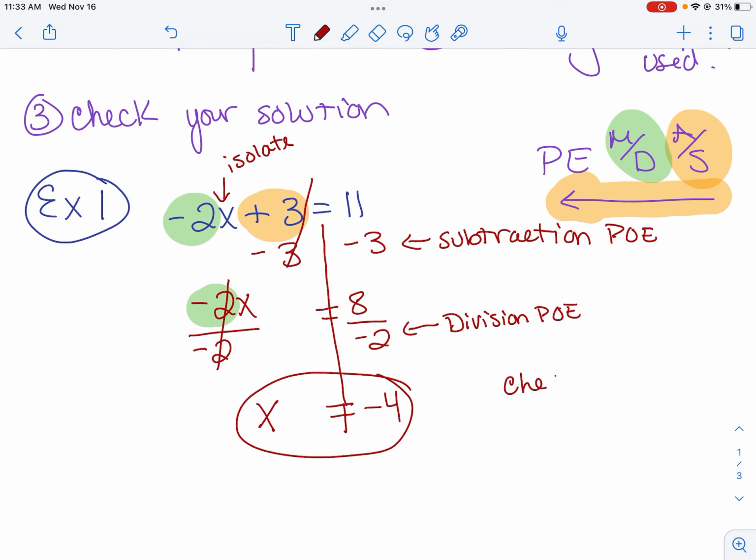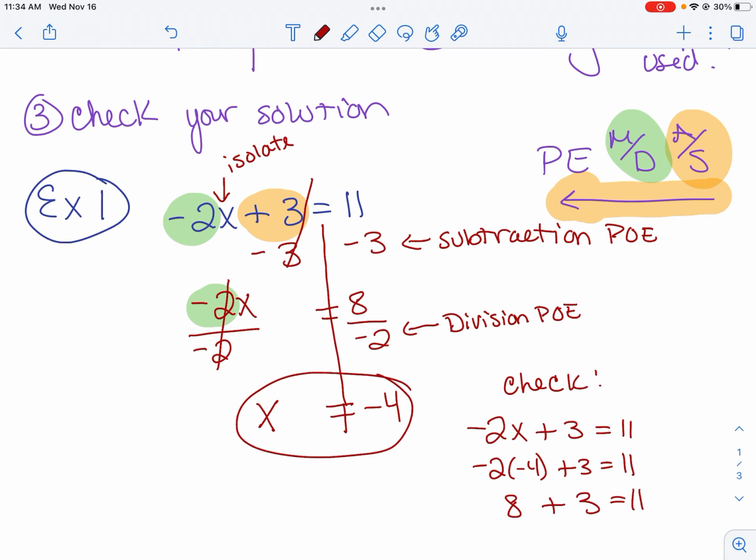We can check our answers in the same way as we did before by substituting. So if our equation is negative 2x plus 3 is equal to 11, I'm going to substitute in negative 4. And then actually do the PEMDAS on the left side. So negative 2 times negative 4 is 8. Oops. And 8 plus 3 is, in fact, 11. So we did that correctly.